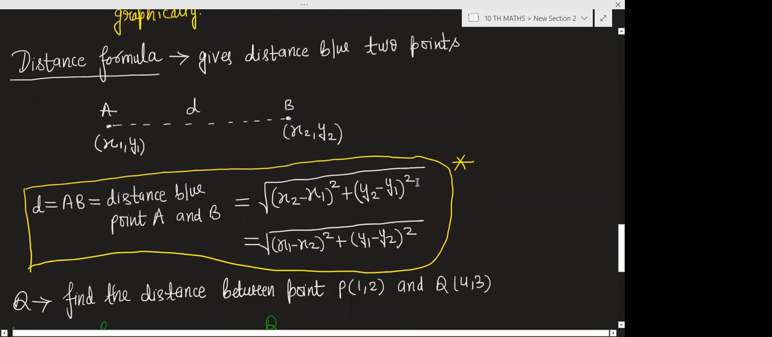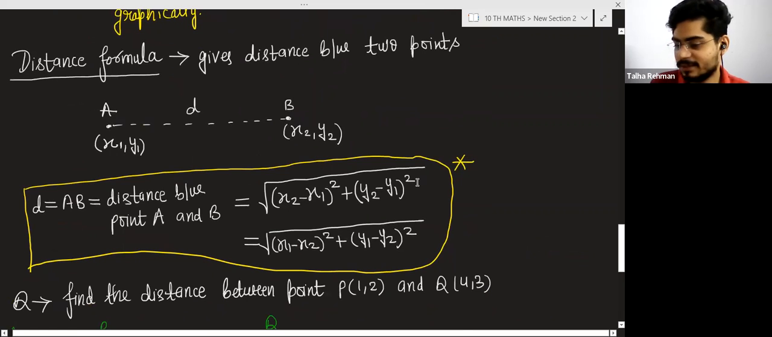This is an important formula, we have to learn it. You have reached this point, I had already told you this.